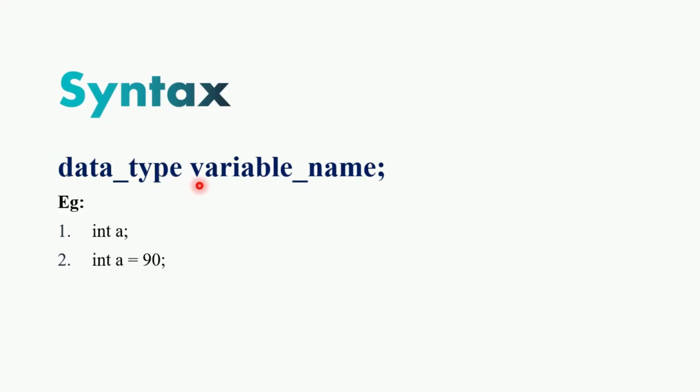Data type space variable name, and here is the example where we are using integer data type for the variable a at the time of declaration with or without its definition. So here the variable a will store the value 90 and here it will store some garbage value as there is no storage class specified here and it will be treated as an auto variable, which was already discussed in our storage class video. Please do watch if you haven't.